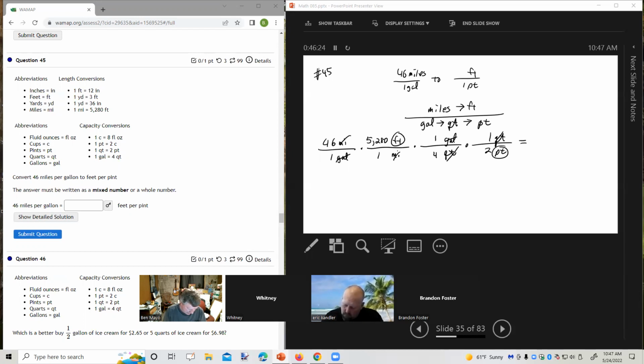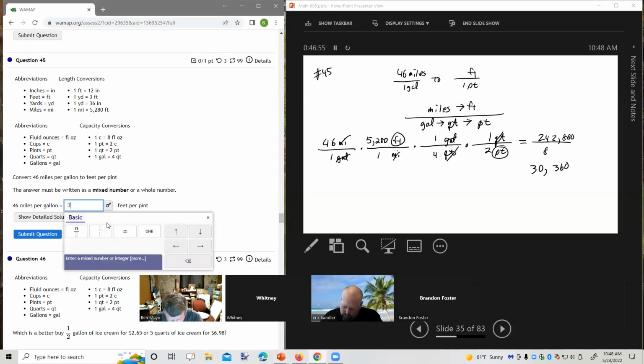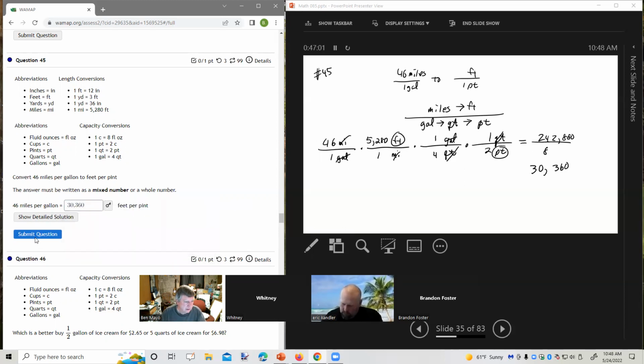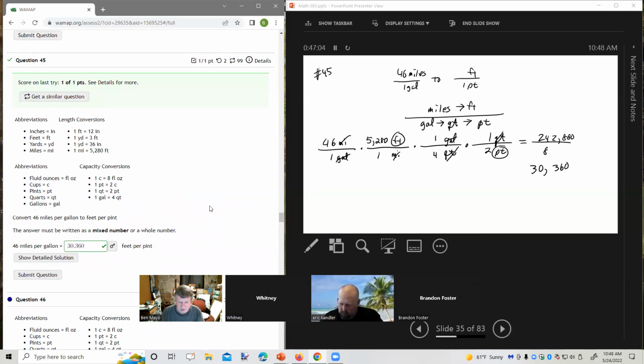46 times 5,280 divided by 8, right? So let's see, 46, 5,280, 242,880 divided by 8. Right, 8 is 30,360. Wow, that sure seems like a lot. 30,360. Well, there it is. 30,360. Okay.